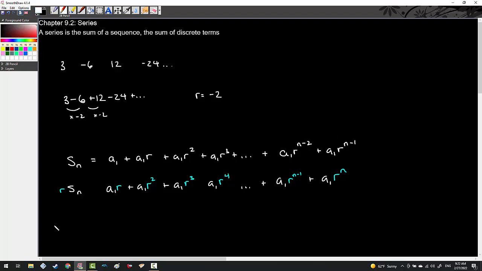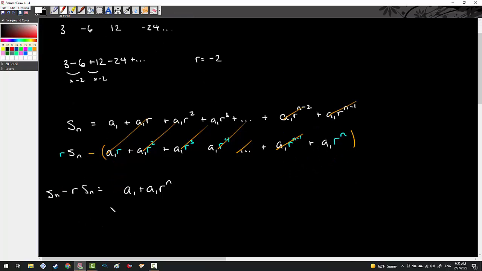And so what I'm going to do is take these two series and subtract them. So I'm going to say S sub n minus r times S sub n. So again, the top series minus the bottom series. If I subtract the entirety of this, everything that's positive is going to go negative. And that allows for a diagonal subtraction of everything all the way down. This guy will cancel with an r raised to the n minus 2 down the chain, and then these guys will cancel, leaving me with only the first and last terms surviving, which is a sub 1 plus a sub 1 times r to the n. On either side, I'm going to factor out their respective GCFs.